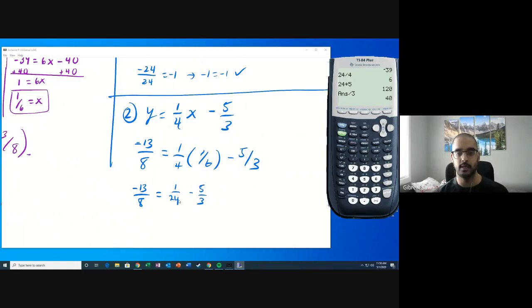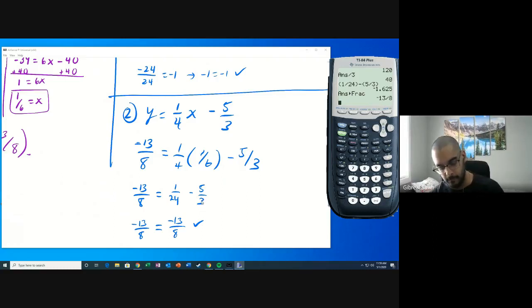Now these aren't nice to actually put together, so let's grab our calculator. 1 over 24 minus 5/3. There's my decimal. Math 1 to change it. There's my fraction. So negative 13 over 8 equals negative 13 over 8. That checks out. Now you could actually do this, change this one. So I can actually show you that step here as well.